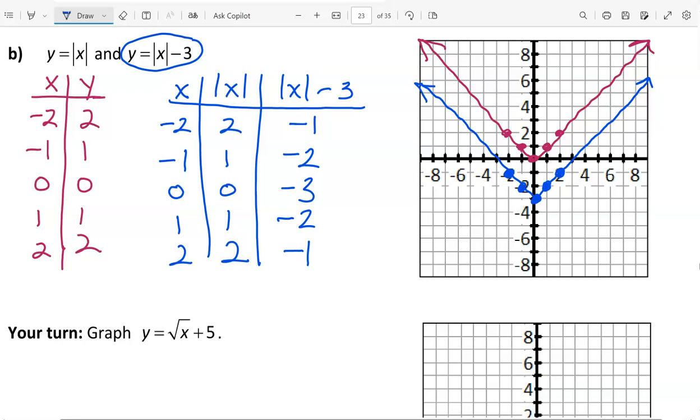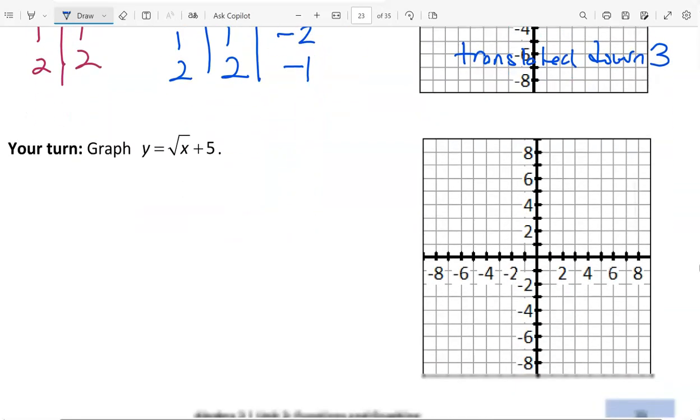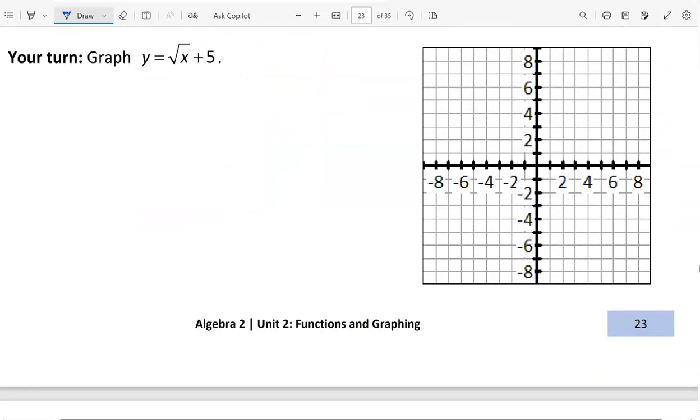And this graph is just the original parent function graph translated down 3. It's your turn. Pause the video while you're doing this one.